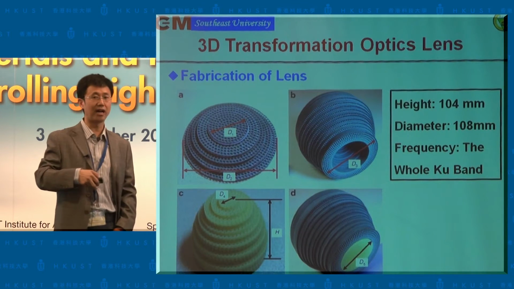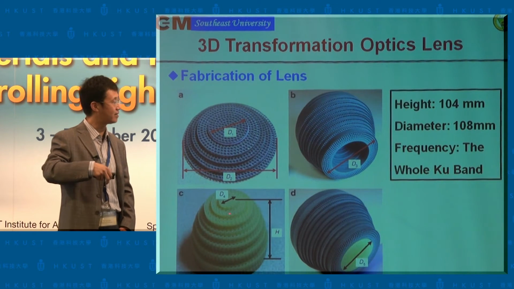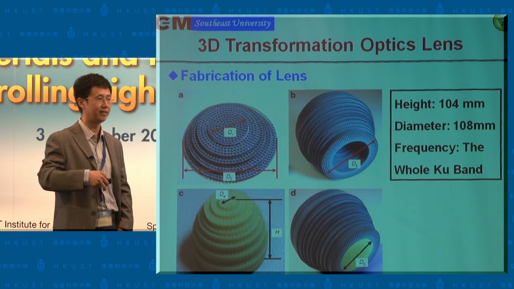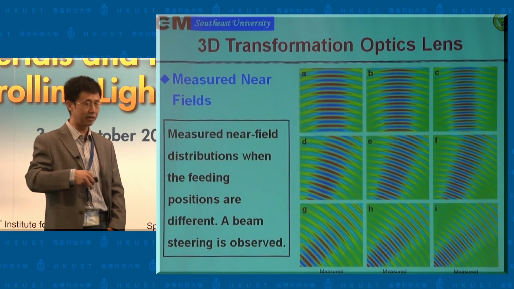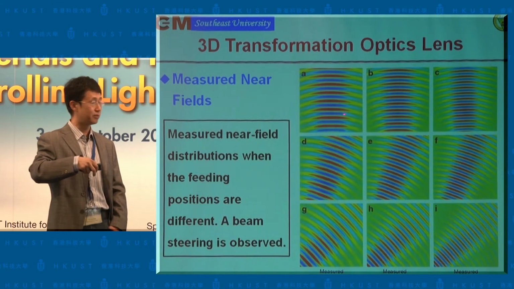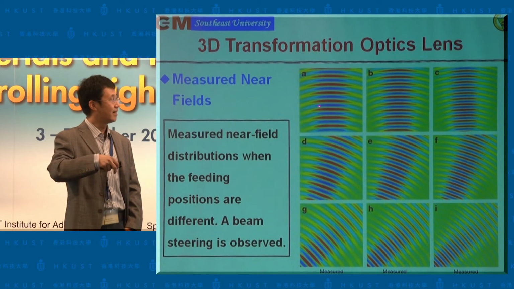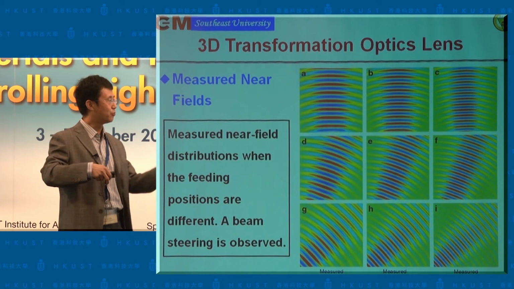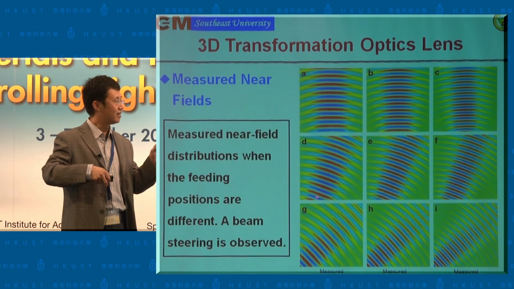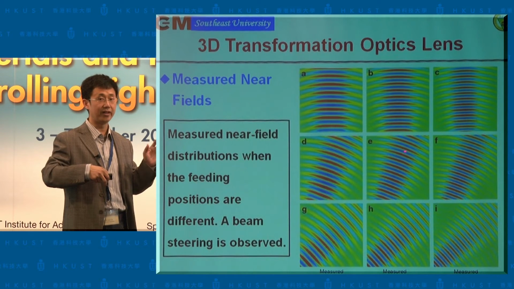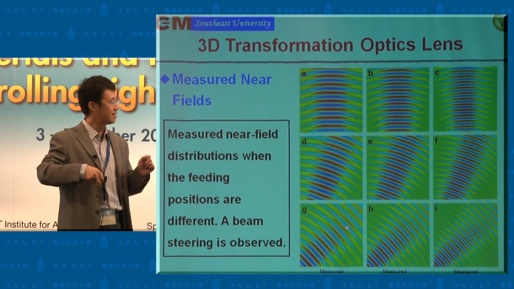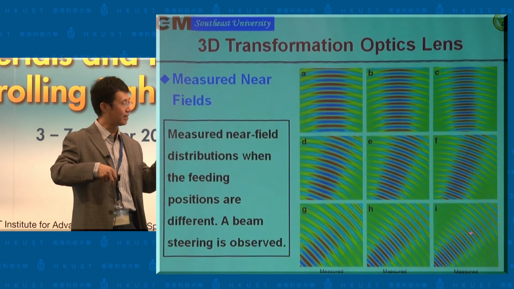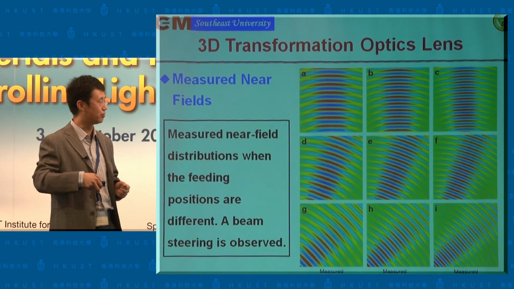We use two kinds of dielectric, with higher dielectric constant and lower dielectric constant, to realize the required distribution of n. And these are the measurement results. From the near field measurement, we can see that it is very broadband, from 12 gigahertz to 18 gigahertz. We measured very good oblique radiation of a good plane wave. This is the case when the source is placed at the edge of the plane, so it will have the maximum radiation angle.